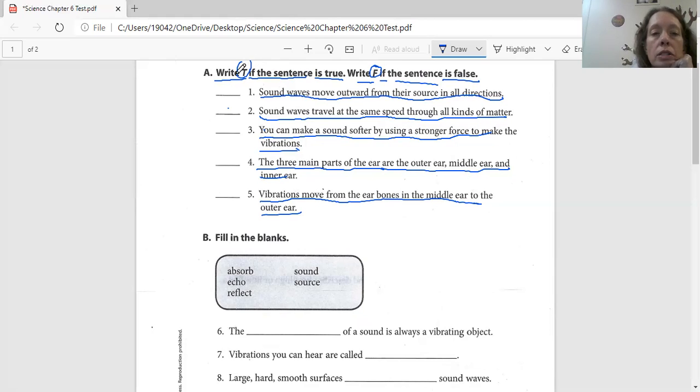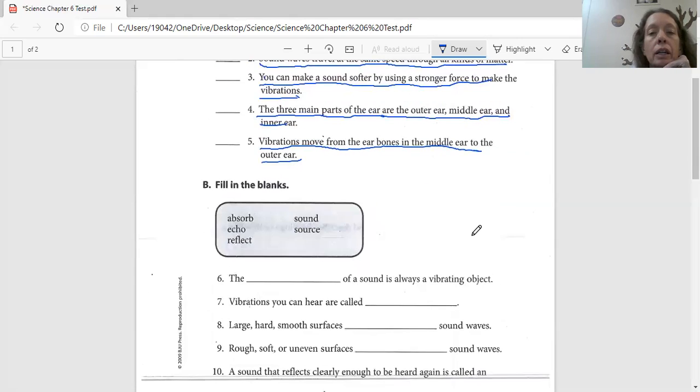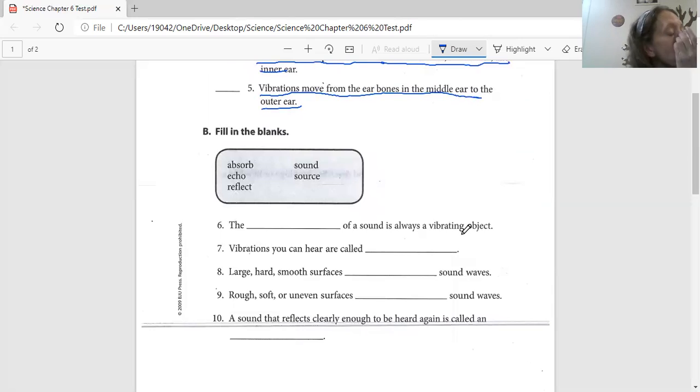Before you go on, stop and finish all of these before we go on to the next part. So if you need to stop here and finish these, do it. Go ahead and stop, and then come back, and we'll do the second part. If you're done with those, we're going to listen and repeat the directions for part B. Here we go. Part B says, fill in the blanks.